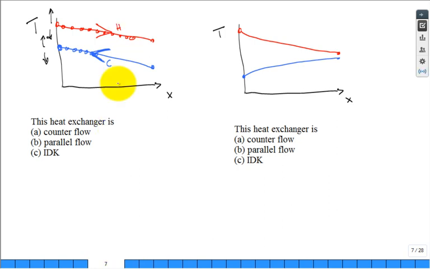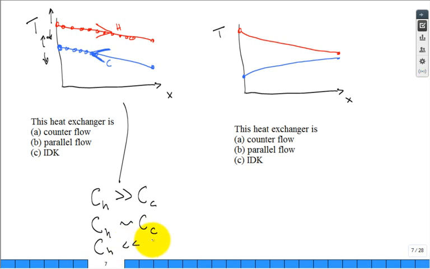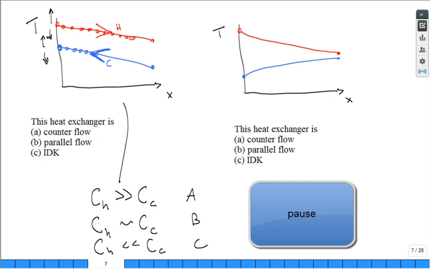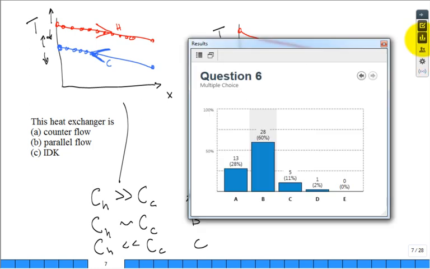If you look at this first case right here, would you say the heat capacity rate of the hot fluid is much, much greater than the heat capacity rate of the cold, or the heat capacity rate of the hot about the same as the heat capacity rate of the cold, or the heat capacity rate of the hot fluid much, much less than the heat capacity rate of the cold? Let's vote A, B, or C. All right, so I was hoping there would be more consensus on this. They're about the same, aren't they?